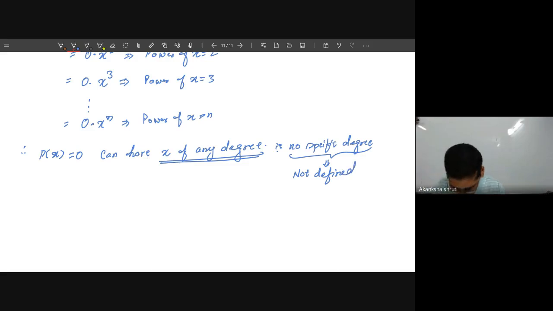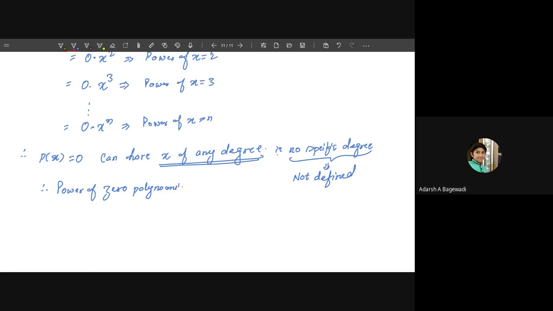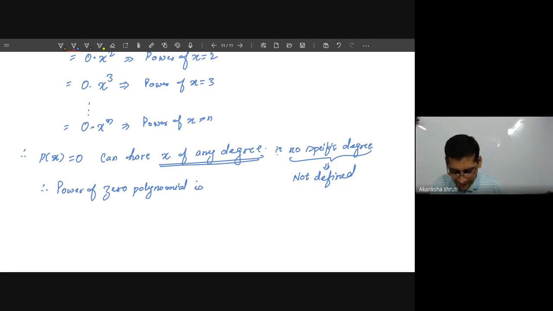So therefore, the power of the zero polynomial. What is this zero polynomial? The zero itself is called the zero polynomial. Sir, only zero, or are other numbers also called zero polynomial? Only and only zero. I have written it in the definition. Any other number is called a real polynomial, which I will write later. So the power of the zero polynomial is not defined. Why not defined? I had explained above.